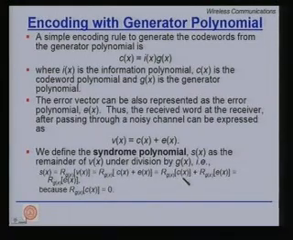Just as a syndrome or a symptom of a disease tells about the disease, similarly the syndrome polynomial should tell us what kind of an error you have encountered. If you have a unique syndrome for every error pattern in a one-to-one mapping, then it is very easy to map back.